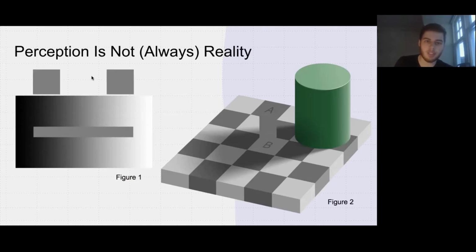Our perception of shadows masks the fact that the center bar is actually one color and that A and B are the same. Our brains can be easily tricked by shadows and surrounding stimuli, especially when the scenes we're assessing are in black and white.